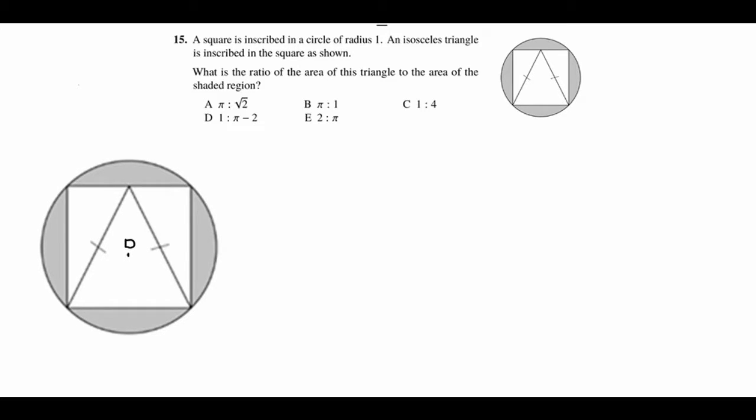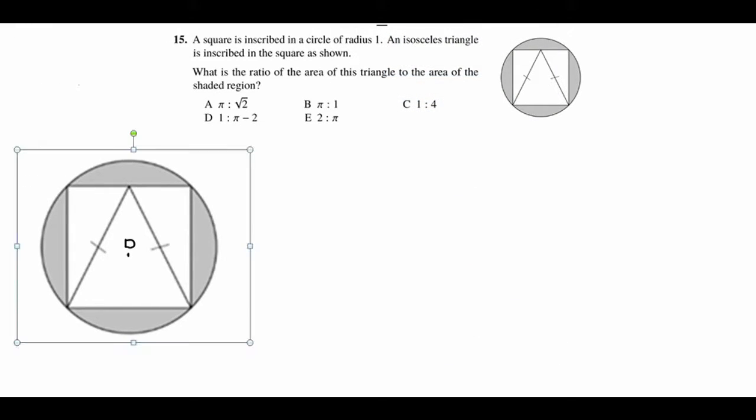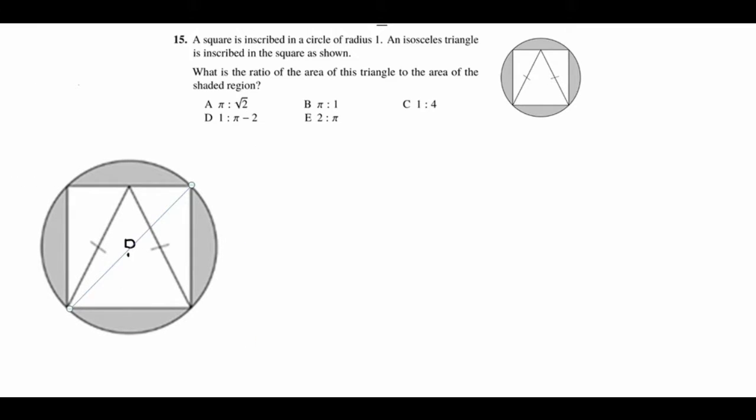Now what we are then going to do is join diagonally opposite corners of the square. So I'll join this corner here to this corner here. So the diagonal of the square should pass through the center of the circle, but in my drawing it hasn't, so just keep that in mind. And what you can see is that the diameter of the circle is equal to the diagonal of the square.